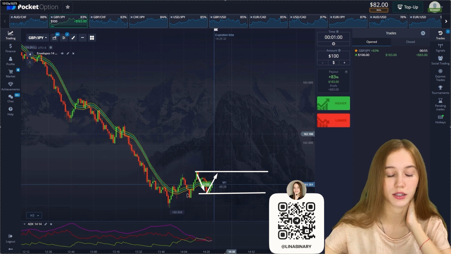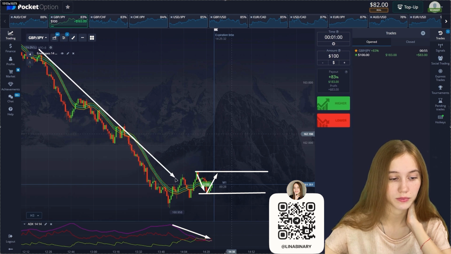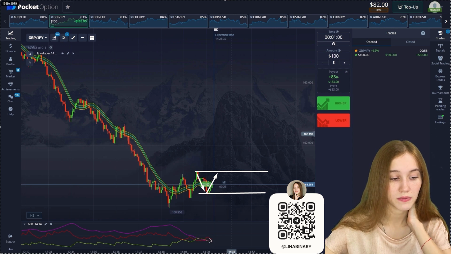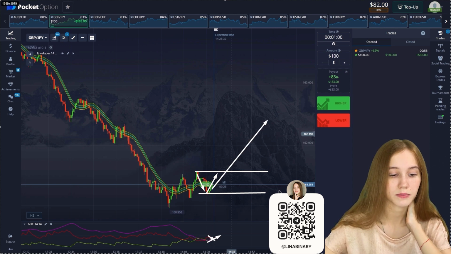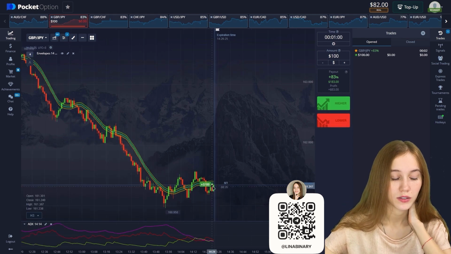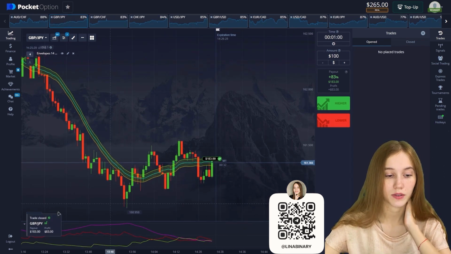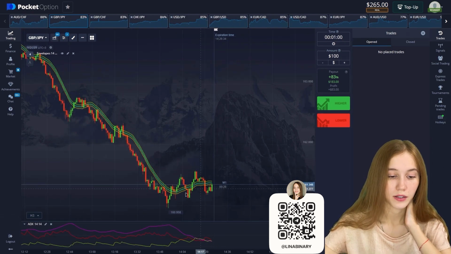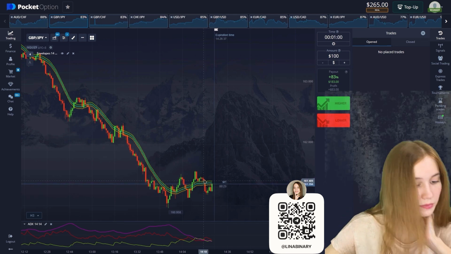There was a sharp decline and a very long one, and now the market will begin to recover. The red line is directed upwards, and the green line is directed upwards. This is the trend reversal we see, and 5 seconds left until the end of the deal. Good. Our total profit is $183 and the balance is $265. Good. Let's move on to the next concept.